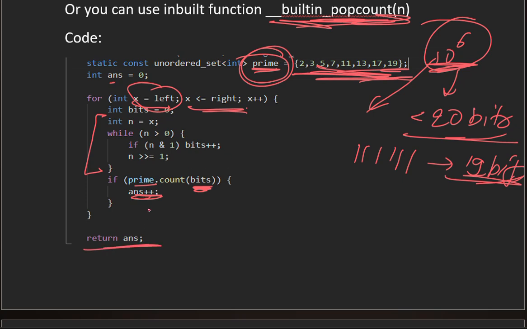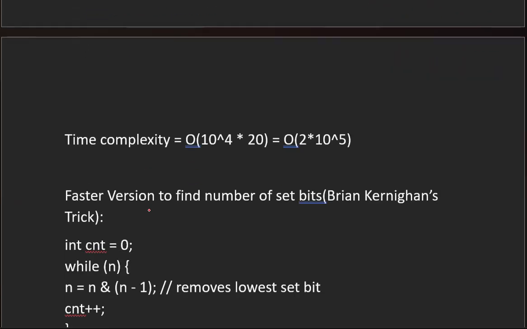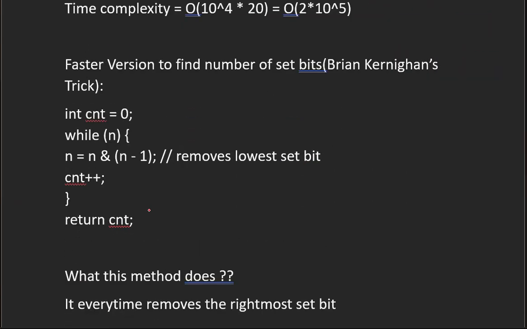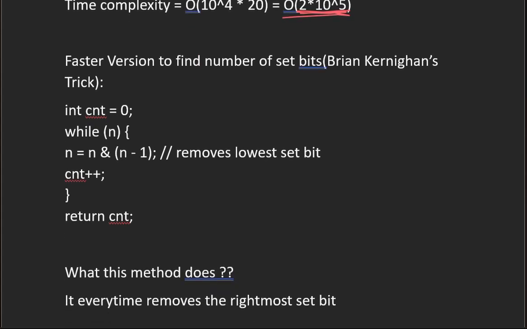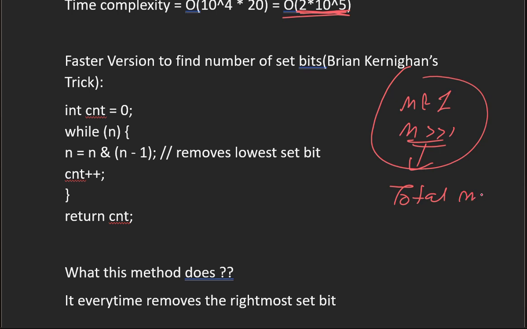After this we will see one more approach of finding the number of set bits which is faster than the previous right shift approach. If you see the time complexity of this code, it is 2 into 10 to the power 5. So let's see a faster version to find the number of set bits. Earlier, we were doing n and 1, and then right shifting by 1 bit. The time complexity of this approach is the total number of bits present.